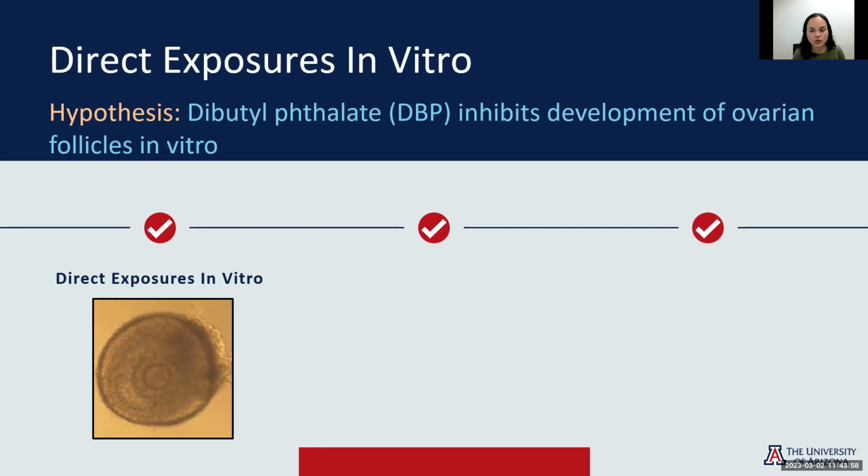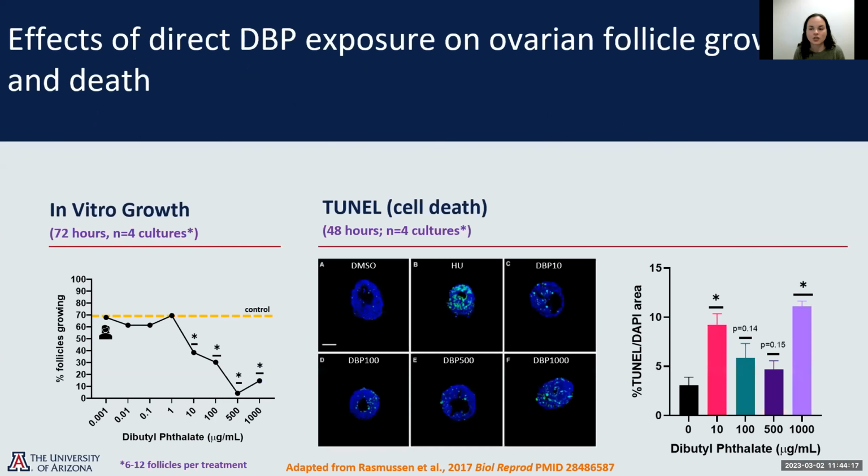So I talked about direct exposures in vitro, and this is an example that we did with dibutyl phthalate, an experiment where we hypothesized that if we give ovarian follicles that we have on a dish a treatment with this phthalate, their development will be impacted, it will be inhibited. So these are 3 examples of data that we get from such a study. The first one is in vitro growth right here. We see increasing concentrations of the phthalate on the x-axis, and on the y-axis, the percentage of follicles that were still growing after 3 days in culture.